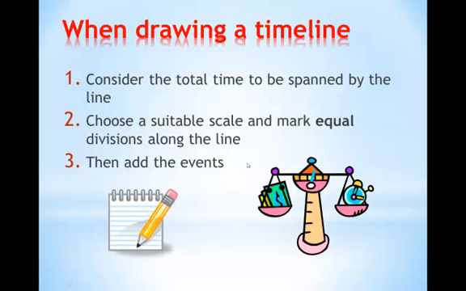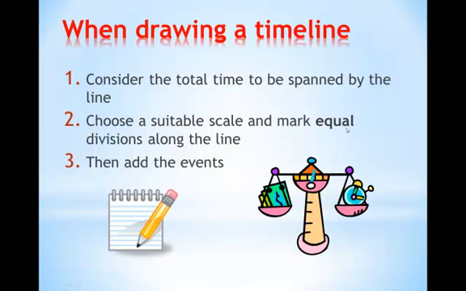So there are three things that you need to consider when you are drawing a timeline. The first thing you need to decide is the total time span to be spanned by the line. So in other words, what's the earliest date and what's the latest date? And you need to work out that total amount of time that you're going to show on your timeline. Once you've decided your total amount of time, then you need to draw a suitable scale. And that scale needs to have equal divisions.